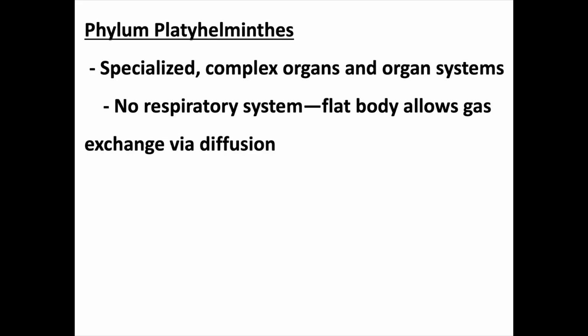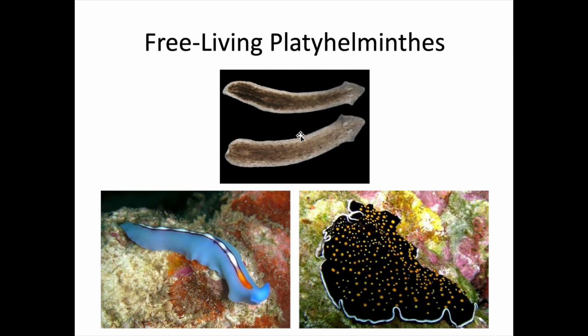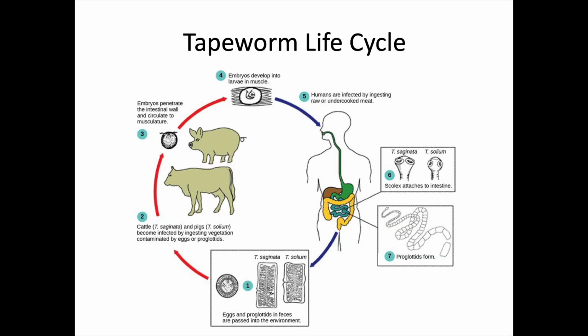Okay, so what could we say about these flatworms other than their organ systems? Well, a lot of these are free living, but a lot of these are parasitic. So many of these are just crawling around at the bottom of a pond or in the ocean, scavenging pieces of food that fall. But there are some pretty important parasites that are part of platyhelminthes, including some parasites that infect us. Humans are not affected by gill flukes, that's a fish thing, but liver flukes affect humans negatively. Tapeworms affect humans negatively. And they've got some interesting life cycles.